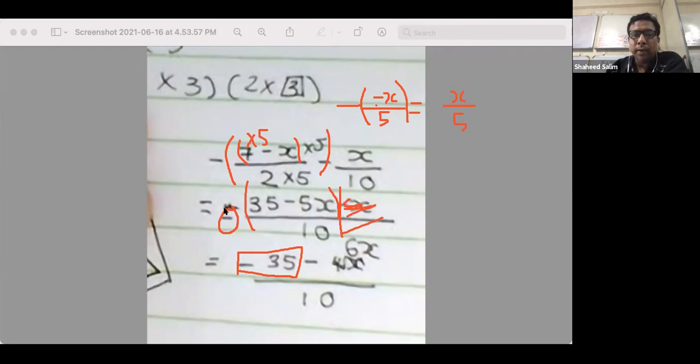Okay, now what you do? Minus times plus, you get minus 35. And then minus times minus, you get plus 5x. And this now is over 10. Now you can combine. Then you can put minus x. Can you see? Then you get 5x minus x, 4x, positive. Minus 35 over 10. Are we okay?